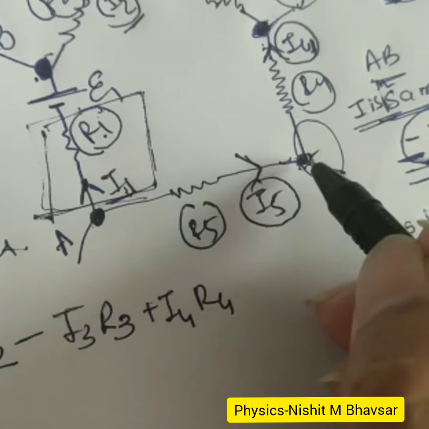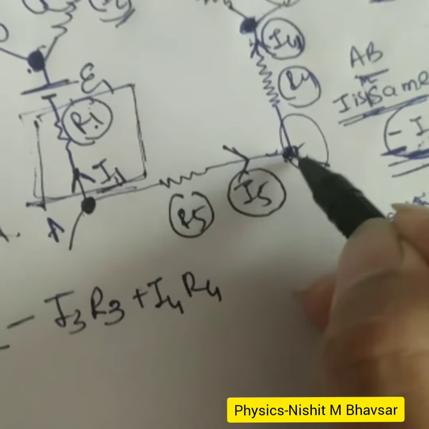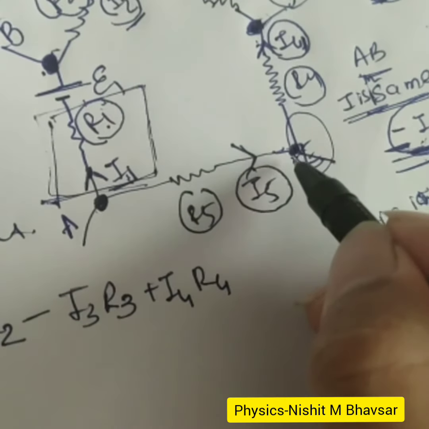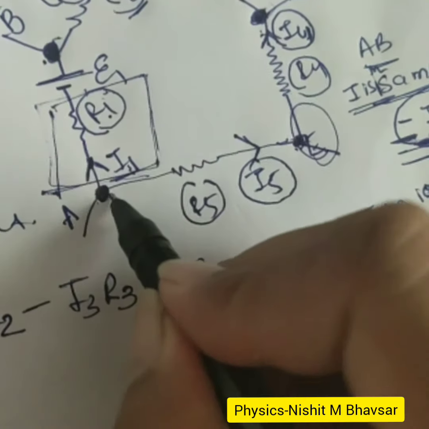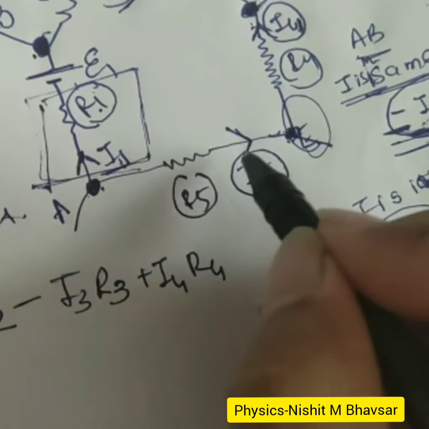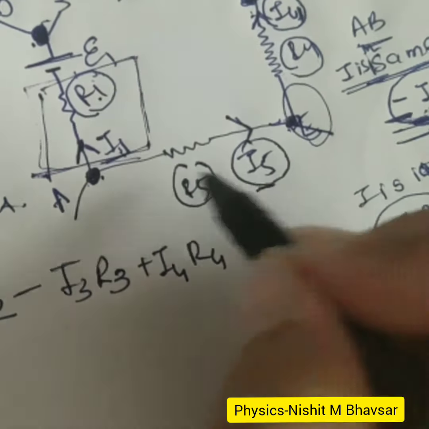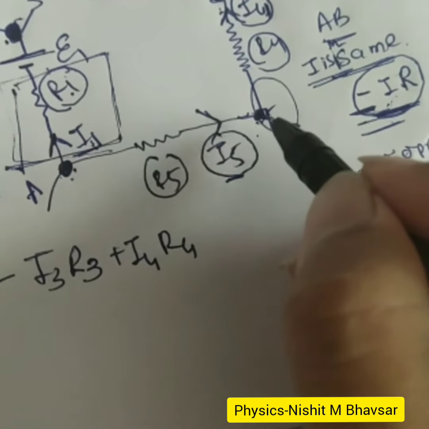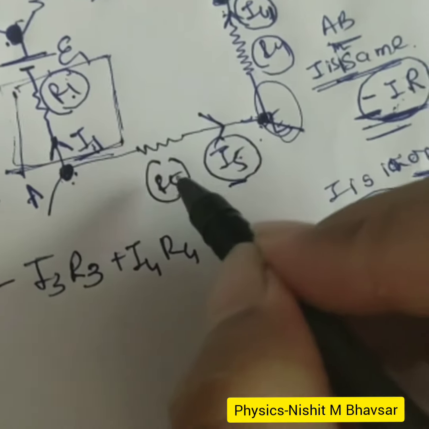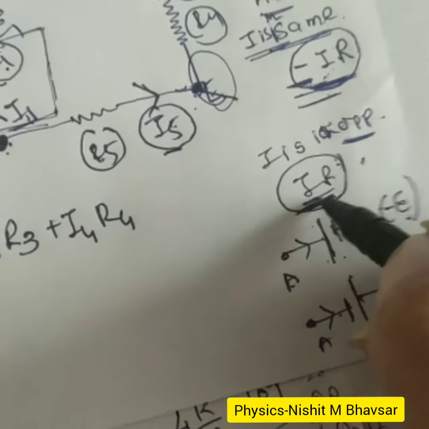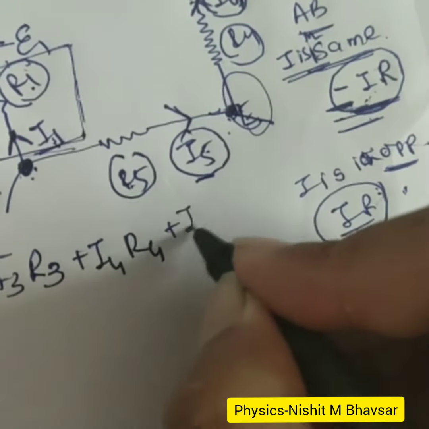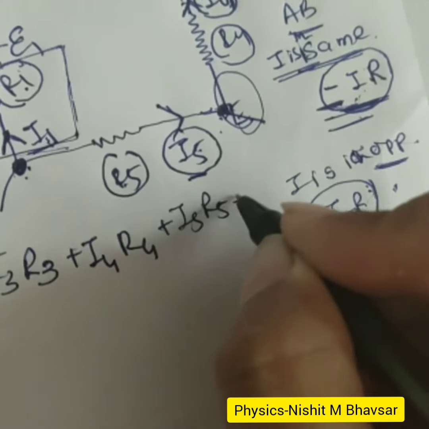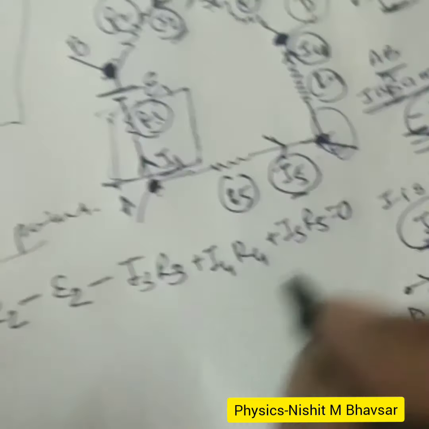Now we are at E and we want to go from E to A. In the opposite direction, electric current I5 is moving from A to E. So I5 R5 in the opposite direction becomes positive. So I5 R5 is added, and the total is equal to 0.